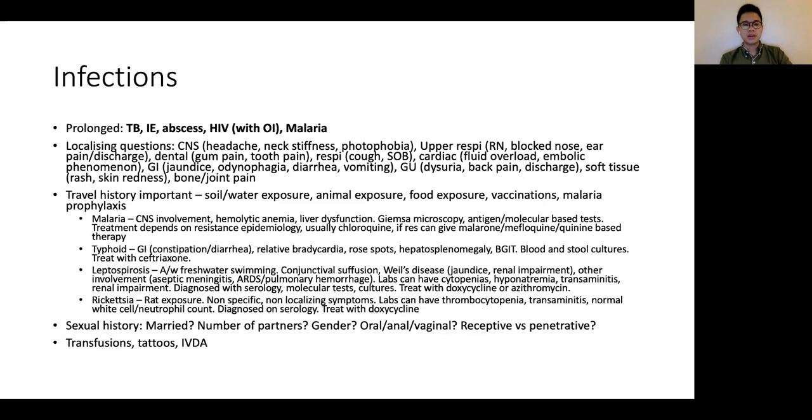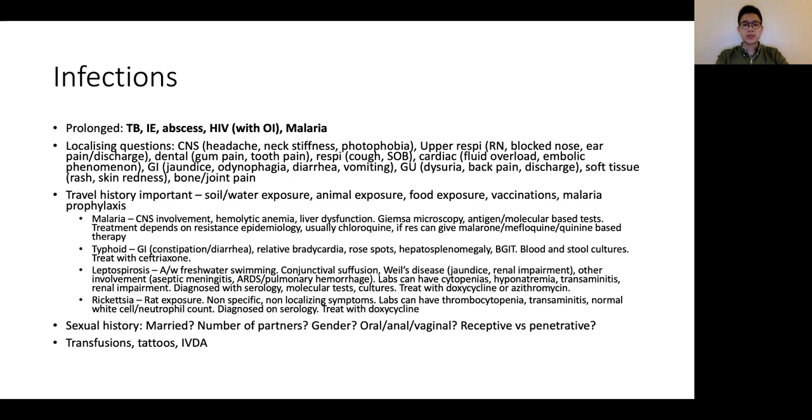For rickettsia, the murine typhus that we see in Singapore usually comes from rat exposure. Symptoms can be fairly non-specific, and lab-wise, once again, there can be associated thrombocytopenia, transaminitis, and the white cell count can be fairly variable. And once again, treatment is usually with doxycycline.